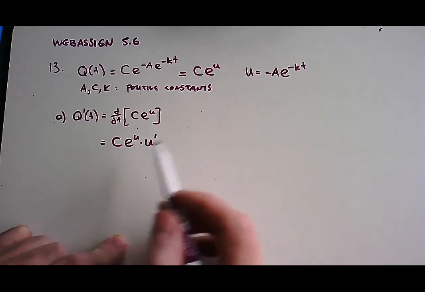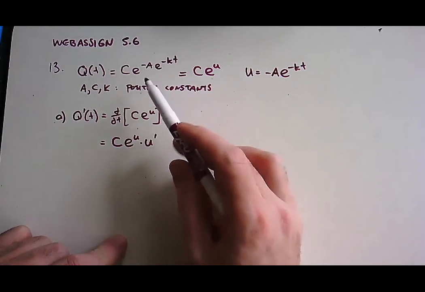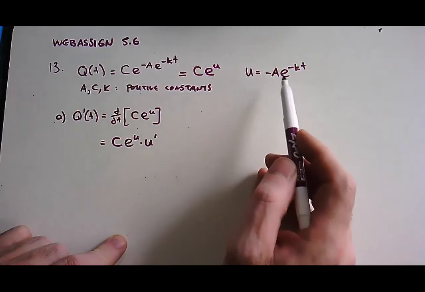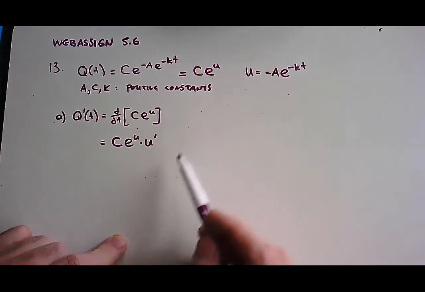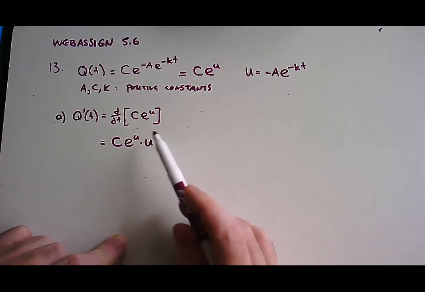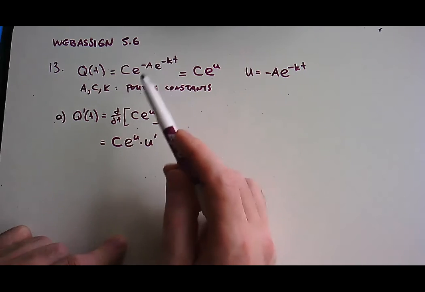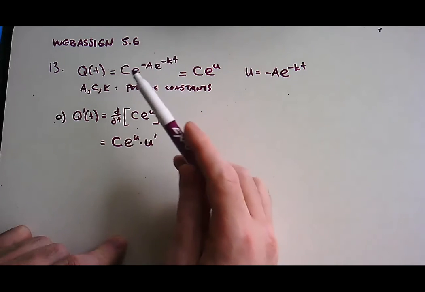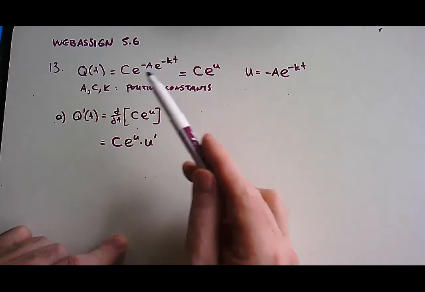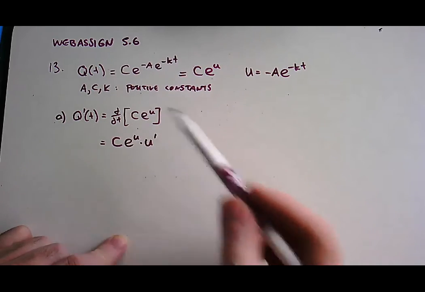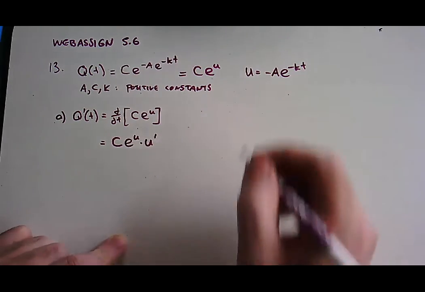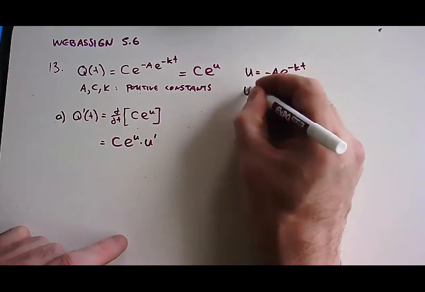So this is the whole reason why I took this organizing step here to let u equal negative a e to the negative kt, because finding this derivative is going to take us a step or two. In the past, we've done the chain rule just in one step because the chain rule has literally been just multiplying by the number negative 2 or negative 3 or something like that. So over here on the side, let me find what u prime is going to equal here.